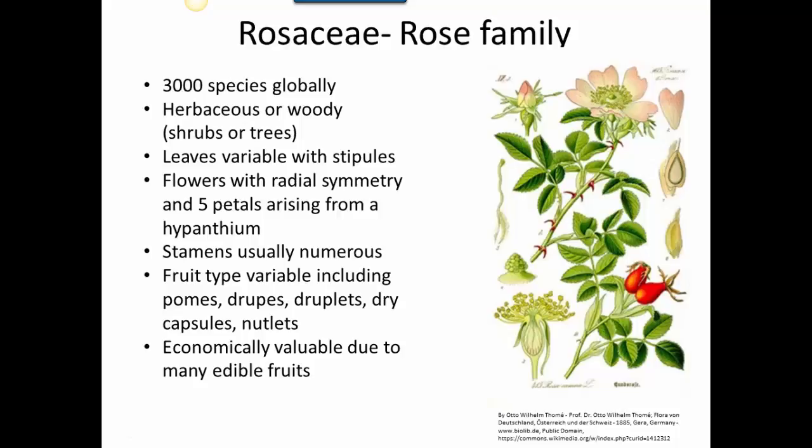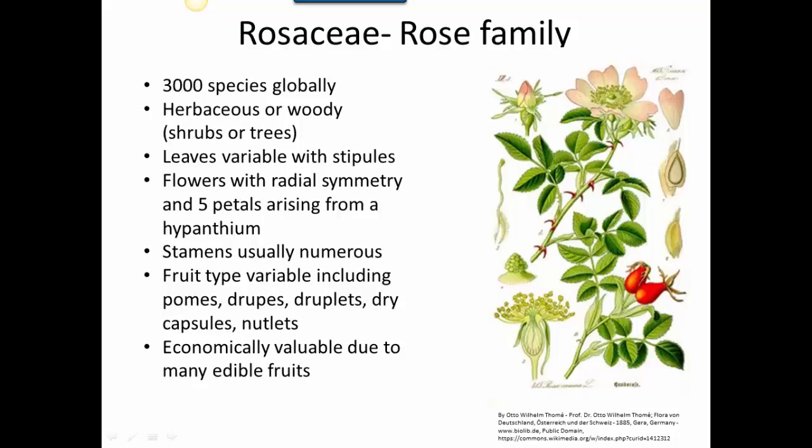The flowers have radial symmetry and 5 petals arising from a fairly unique structure called a hypanthium. And in this section of the flower, you can see the hypanthium. It's this cup-like structure that's formed from the fusion of sepals and petals and anthers, and it forms a little cup that the carpel resides in. The stamens are usually numerous, as you can clearly see here for this rose.